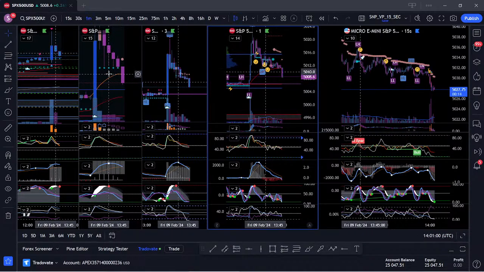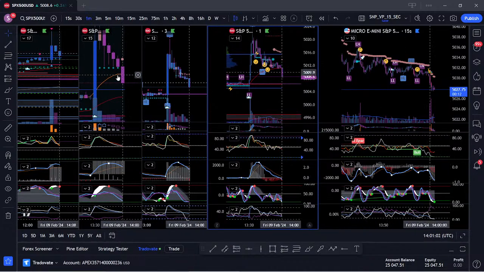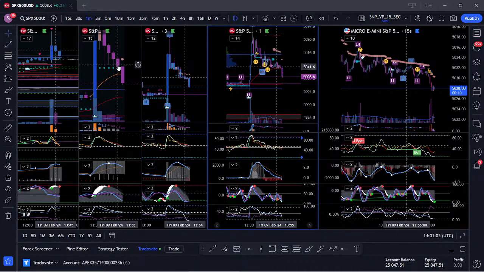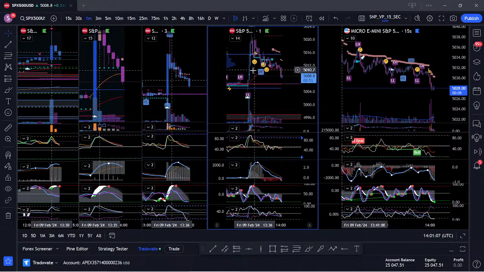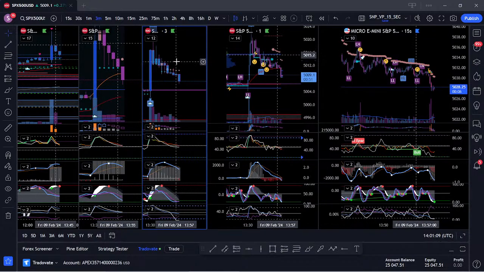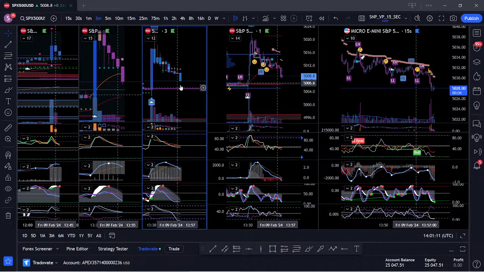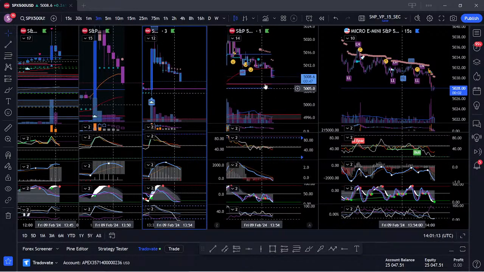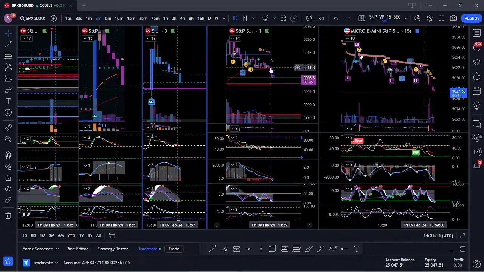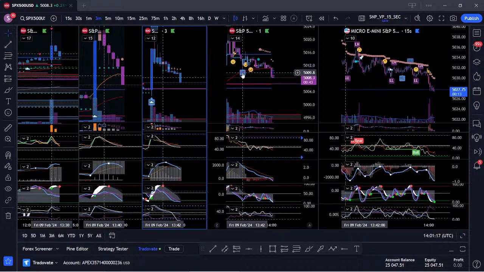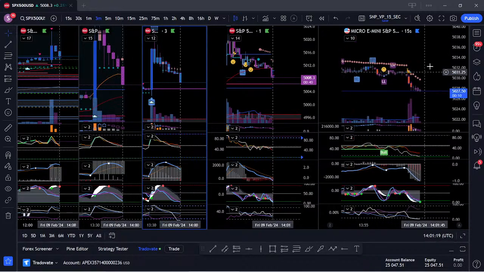Okay, since there is no reaction on the 21 moving average, and since the price action went below, now we can consider doing a little short, a quick short. So any pullback, this is the 50 EMA on 1 minute. Any pullback, we're going to make a short.